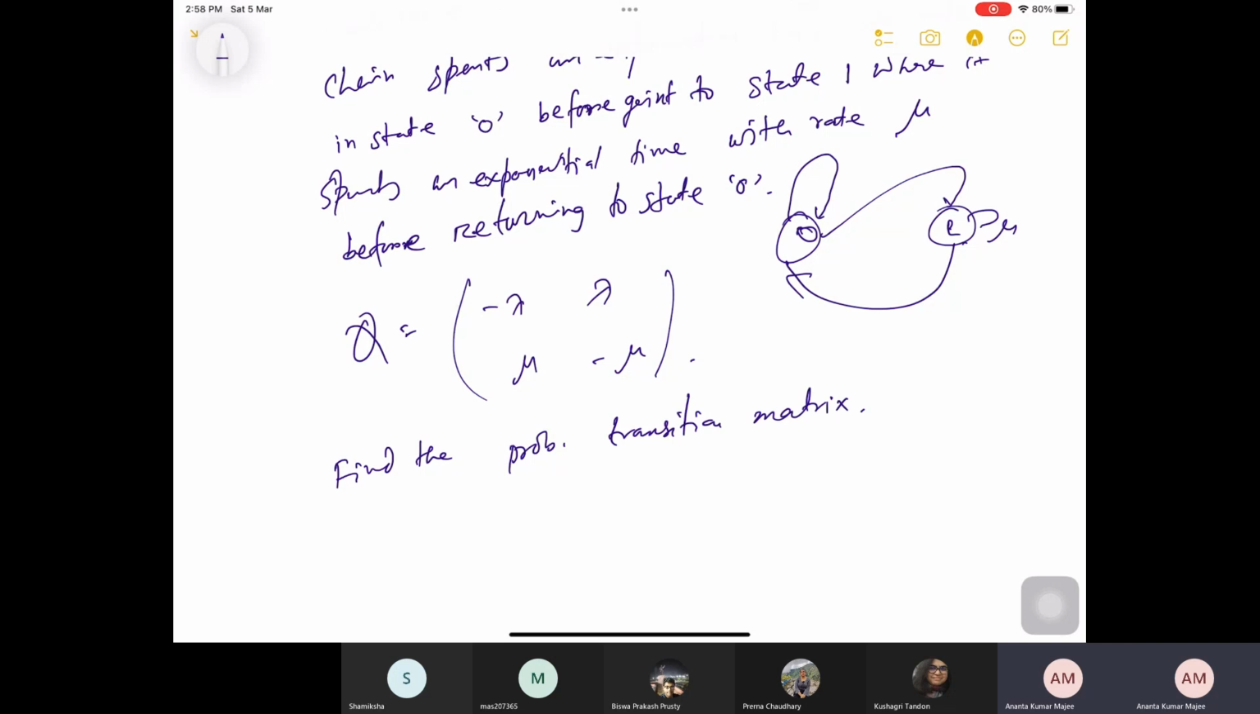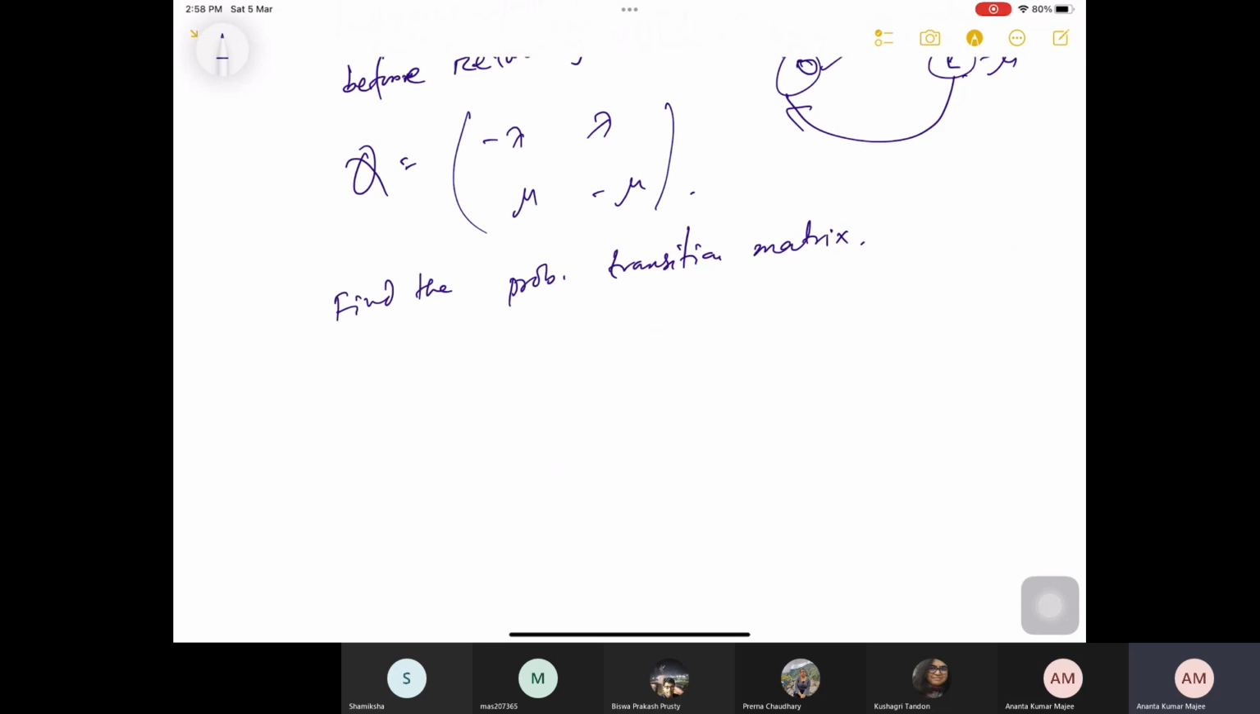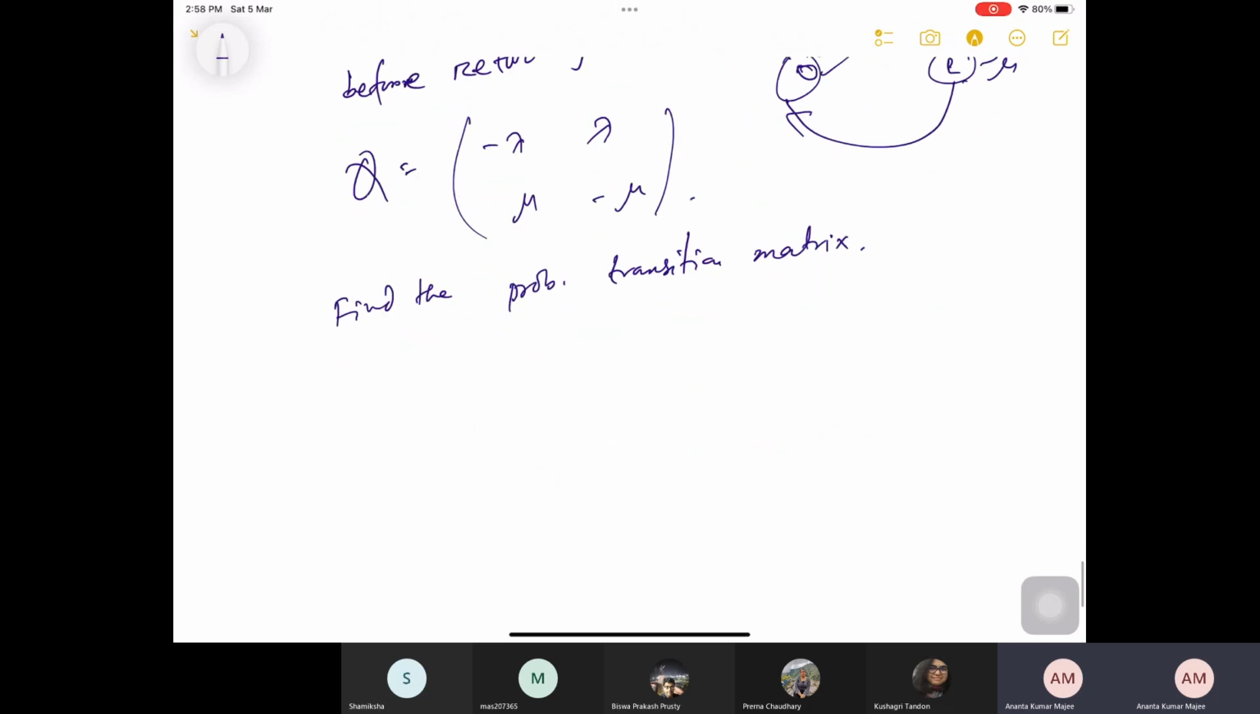Okay. So the rate matrix for the two-state chain is minus lambda, lambda, mu and minus mu. And I want to find out the transition probability matrix. For that, I need to use Kolmogorov's backward equation or maybe Kolmogorov's forward equation. Since Q is finite, if Q is diagonalizable, then I can write it down easily using matrix calculations.